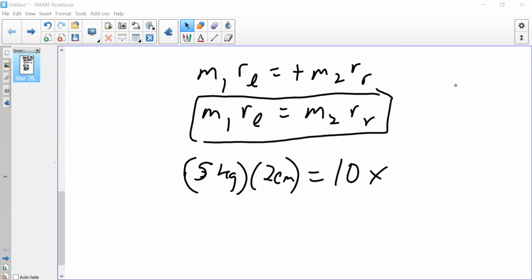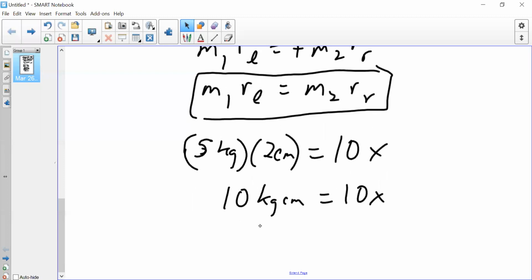All right, so here's 10. You don't worry about the units. If you need kilogram centimeters, this is unimportant because we're going to cancel everything out and get centimeters. So then this is going to be 10x. So then 10 divided by 10 kilograms. That's going to be 1. So x is equal to 1.